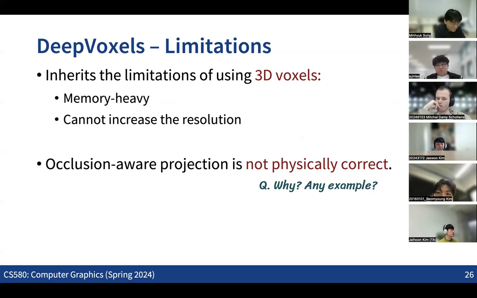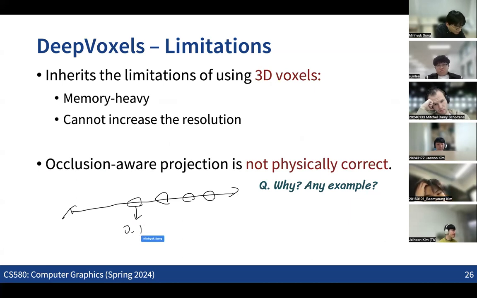The case that I mean is like this. Let's say we shoot a ray, and we have some voxels in this 3D space. Let's say the visibility here is 0.1, which is quite low, right? But let's say we also have some points behind this voxel which have 0.9. Does it make sense?